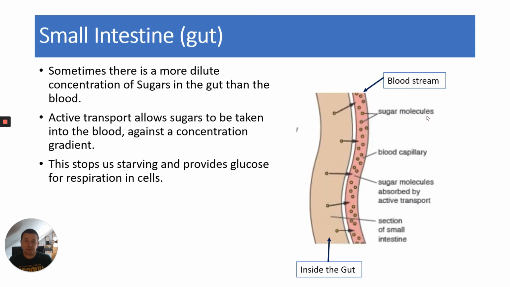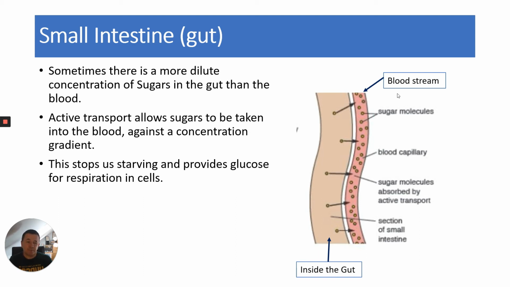The second example is the small intestine, or the gut. Sometimes there is a more dilute concentration of sugars in the gut than in the blood. This diagram shows inside the gut here, there's a lower amount of glucose, whereas in the blood there's a high amount of glucose. So active transport allows sugars or glucose to be taken into the blood against the concentration gradient, and this stops us starving, and it provides glucose for respiration in cells.